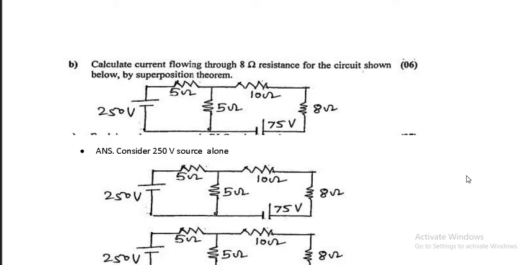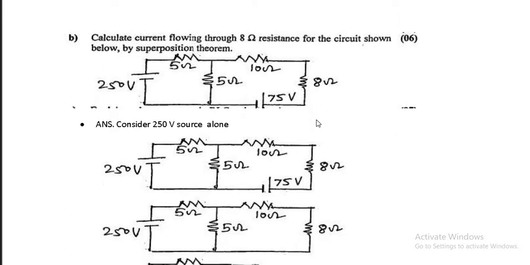Now what do you do in superposition theorem? You consider only one source at a time, find out its effect, then you consider a second source and find out its effect, and then finally you superimpose the effects so that you can find out the particular effect, that means any particular branch voltage or any particular branch current. Over here it is asked to find out the current flowing through the 8 ohm.